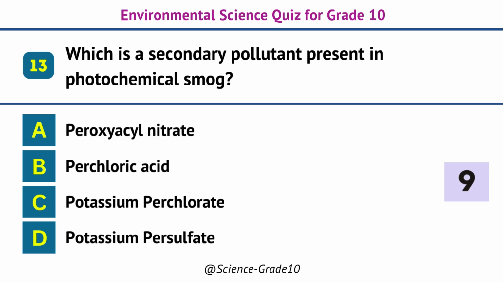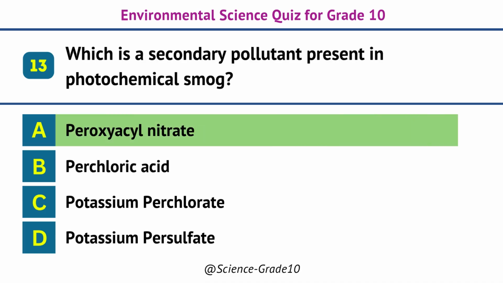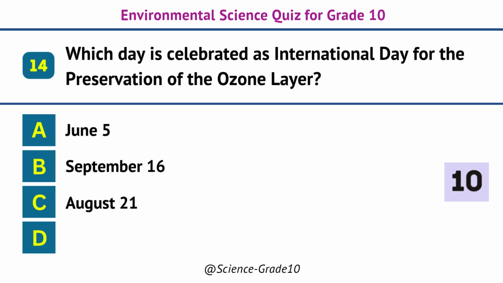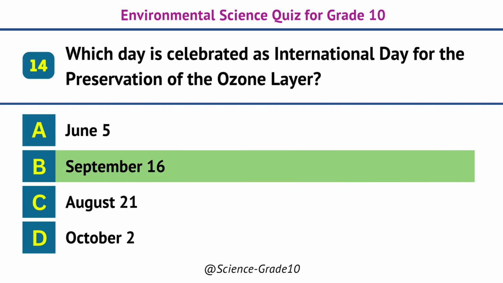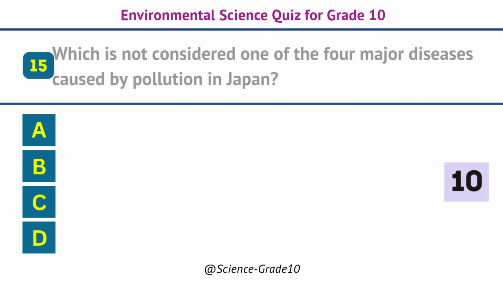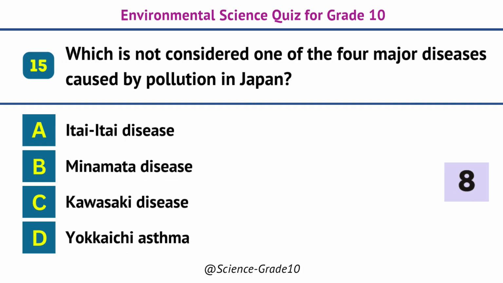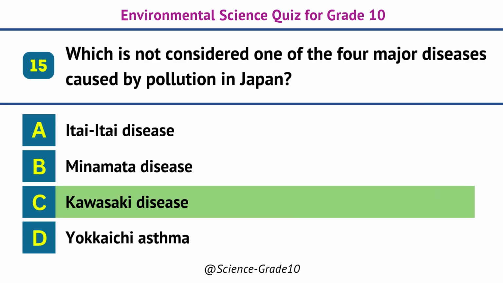Which is a secondary pollutant present in photochemical smog? Peroxyacyl nitrate. Which day is celebrated as International Day for the Preservation of the Ozone Layer? September 16. Which is not considered one of the 4 major diseases caused by pollution in Japan? Kawasaki disease.